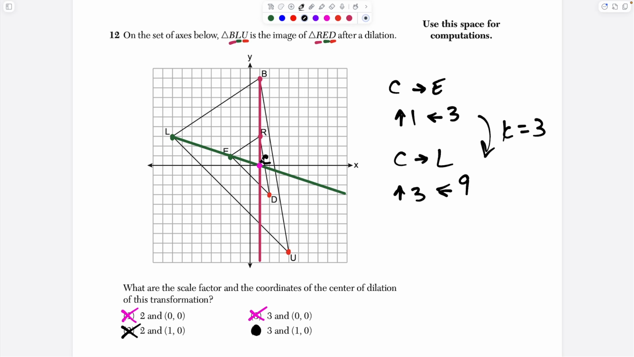Now, another thing I could do here is I could just do the same distance all the way through. See how I have to go up 1 to the left 3. If I go up 1 to the left 3, that puts me over here. And then I do it again, it puts me here. And you could see that compared to CE, CL is definitely 3 times as long. So that's why choice 4.